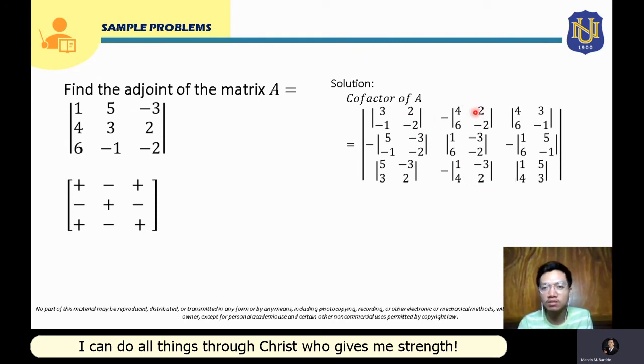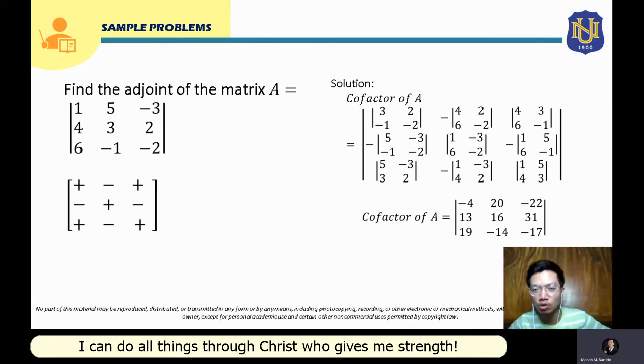So that will be the elements of the cofactor of matrix A. After we solve for the determinant of these 2 by 2 matrices, which are the cofactors of these elements, it will give you this matrix. So this will be -4, 20, -22, 13, 16, 31, 19, -14, and then -17. So this will now be the cofactor of the given matrix A.